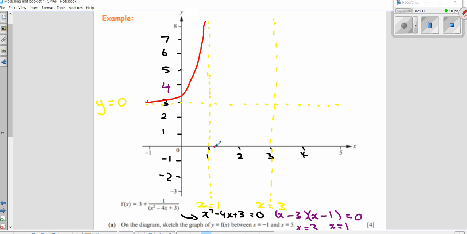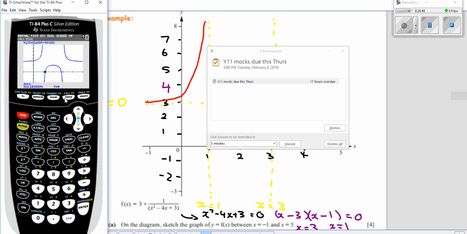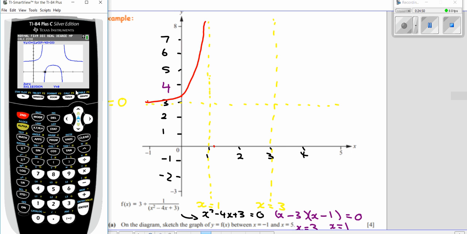Kind of there. Now I've got to do the other one. So what do I press, Sarah? What do I press to find the other asymptote? I mean, the other x-intercept. Yeah, it's a to 0, yeah.